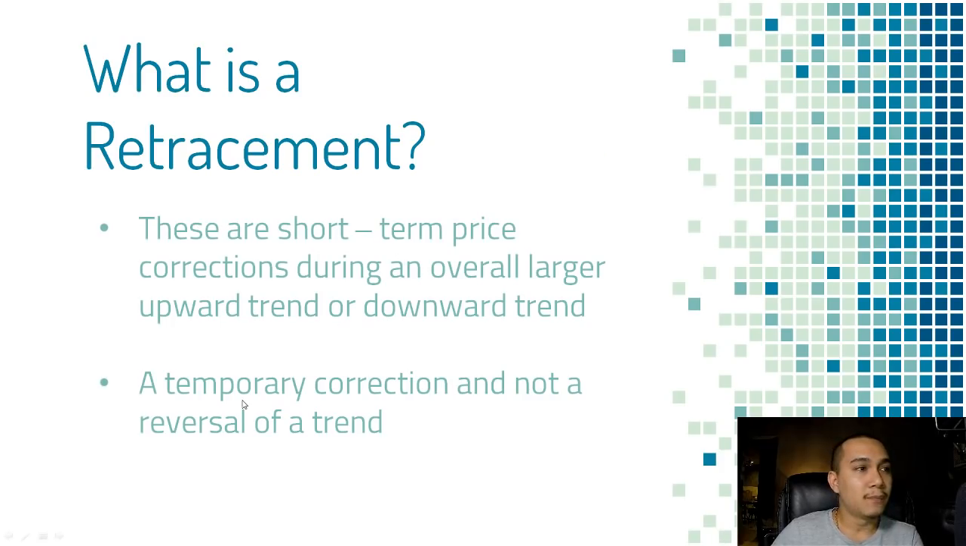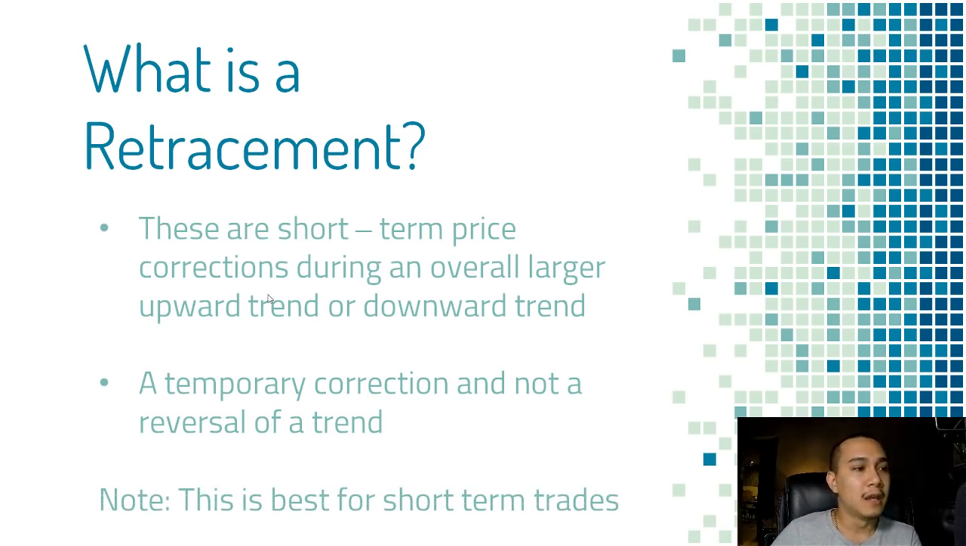Okay? So yeah, that's what a retracement is. It has two sides, upward trend and a downward trend. So take note of that. So note, this is best for short-term trades. This is not for investors. This is not for long-term trades. This is for short-term trades where you just trade the uptrends. So swing traders, most especially, this is perfect for swing traders. So you definitely need this if you are learning swing trades.